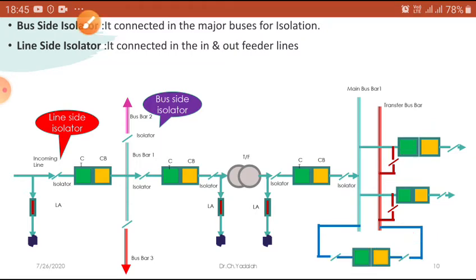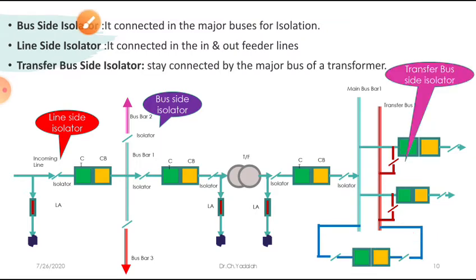Now, you can see here. This is the transfer bus side isolator. Now, the bus coupler acts as protective equipment. The main bus is isolated, and repair takes place during this process. During this period, the transfer bus will give the supply to the feeders. So, that is known as the transfer bus side isolator. What is the other one, connected by the main bus of a transformer? That is a different thing.